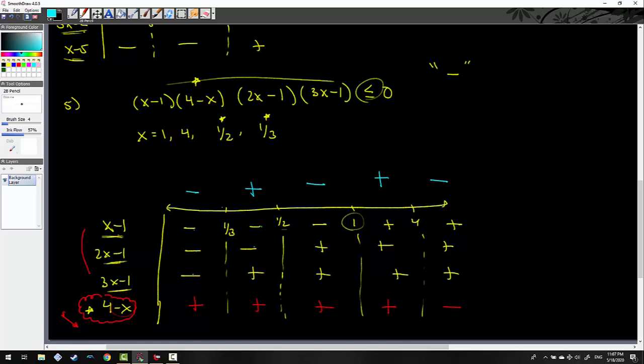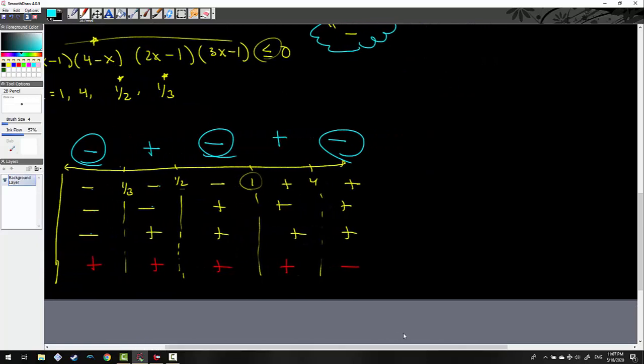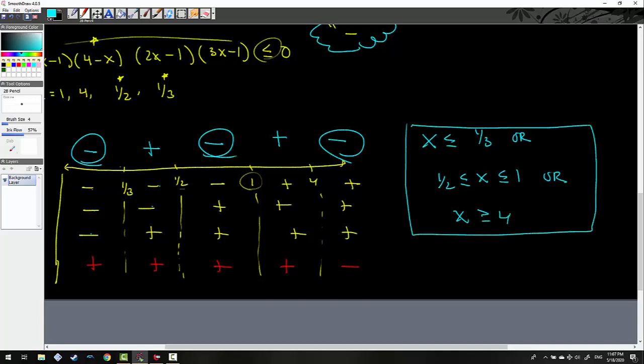Okay, cool. So how do I know which one to circle? Well, remember, we talked about that a few seconds ago. I want the negative ones because I'm looking for where my polynomial is below 0. So how do I write this in some type of notation? Well, I can say that x is less than or equal to 1/3, or x is in between 1/2 and 1, or x has to be greater than or equal to 4, and that is going to be your inequality.